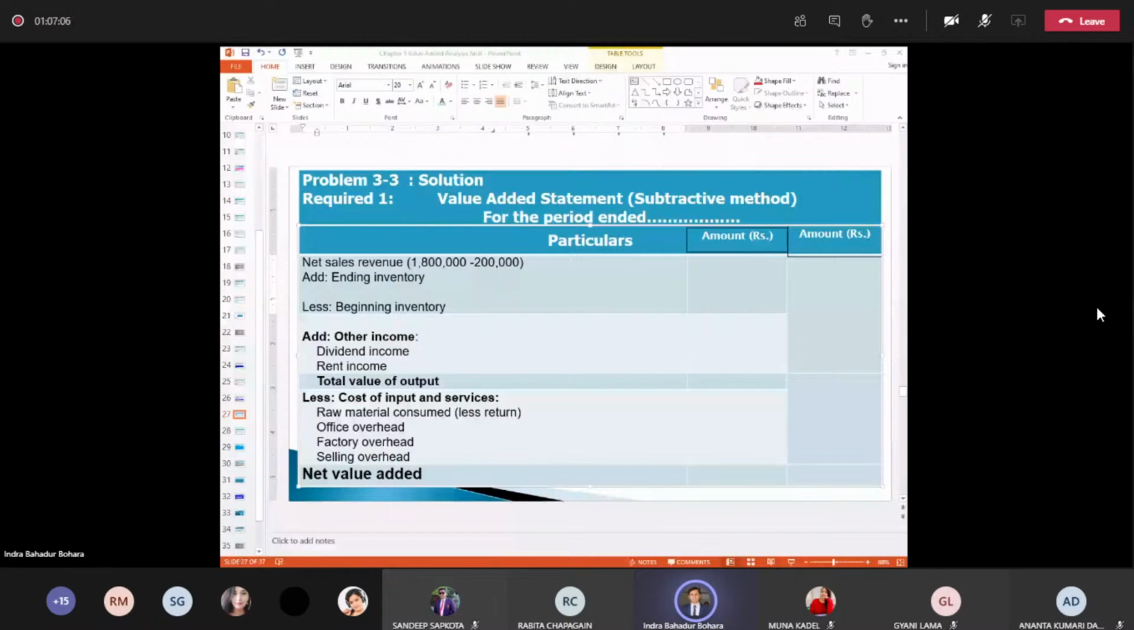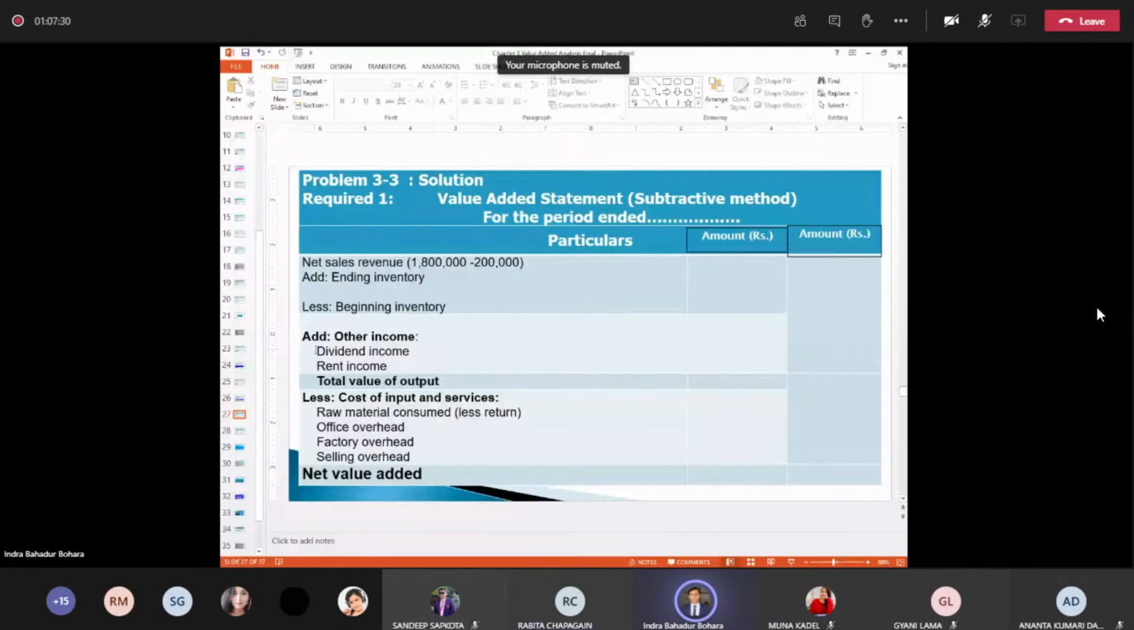So first we calculate the value added under the subtractive method, and that should be proved from the additive method, or distribution to different stakeholders. So first you draw the format. Company name is not given, and similarly the time period is not given, so you write: value added statement under subtractive method for the period ended, or for the year ended, or for the month ended, whatever. Therefore, we write here for the period ended. Date is not given, so we do not write. Description, amount in rupees.